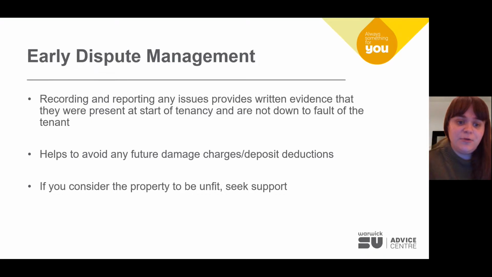If you do consider the property to be unfit, we'd always encourage you to seek support straight away. The sooner you come to us, the more options are available to you. So if there are any issues when you do move in and you need a little bit of support with that, make sure you get in touch and we'll cover how to get in touch a little bit later.